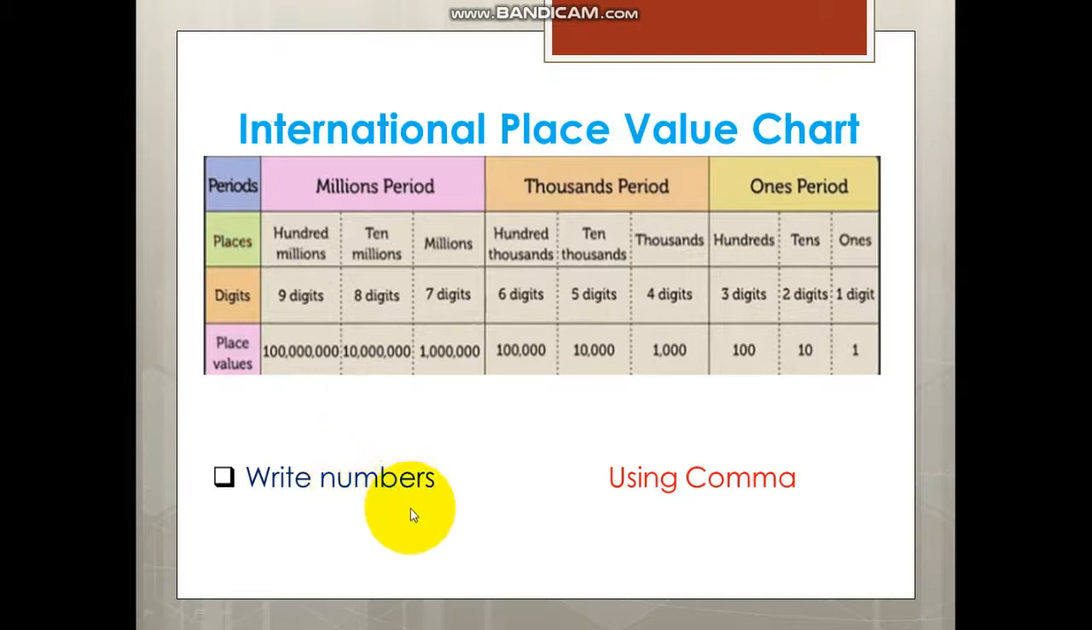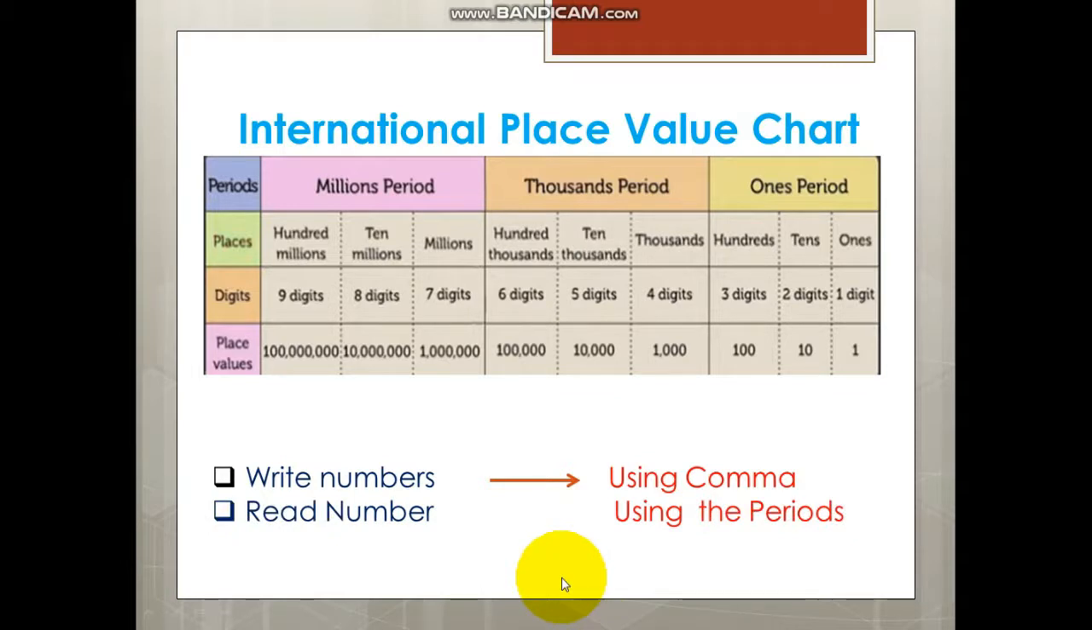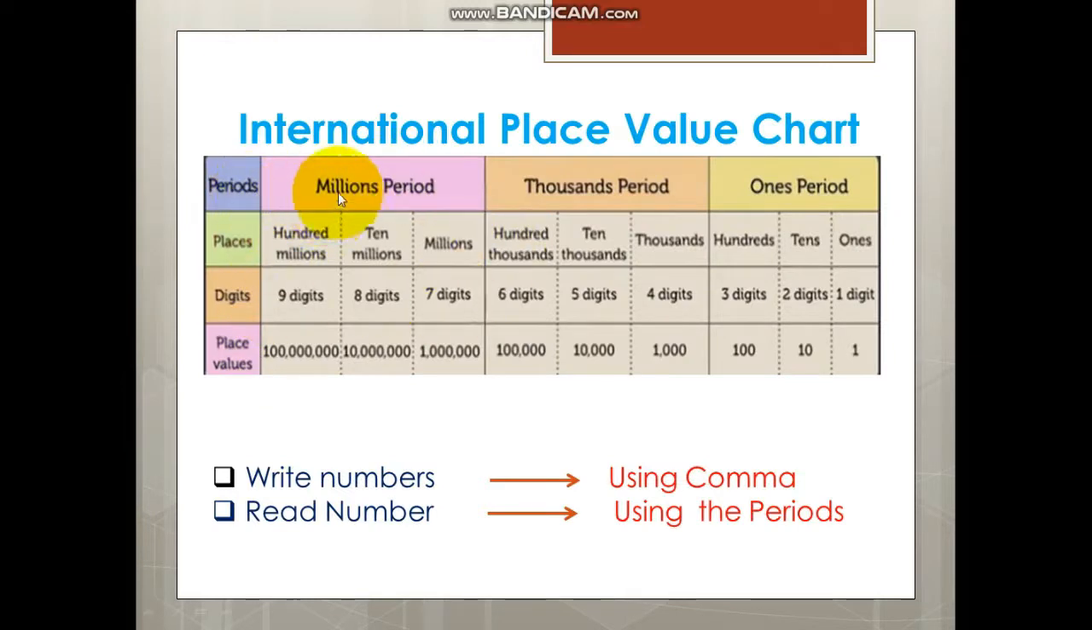We write numbers in the international system using commas. We put a comma after ones period, meaning after 3 digits, then after thousands period, again 3 digits, and then the millions period. If a billions period is given in the question, the billion digits come next. In order to read a number in the international number system we will use the periods. First we read the number in millions period, then thousands period and then ones period.